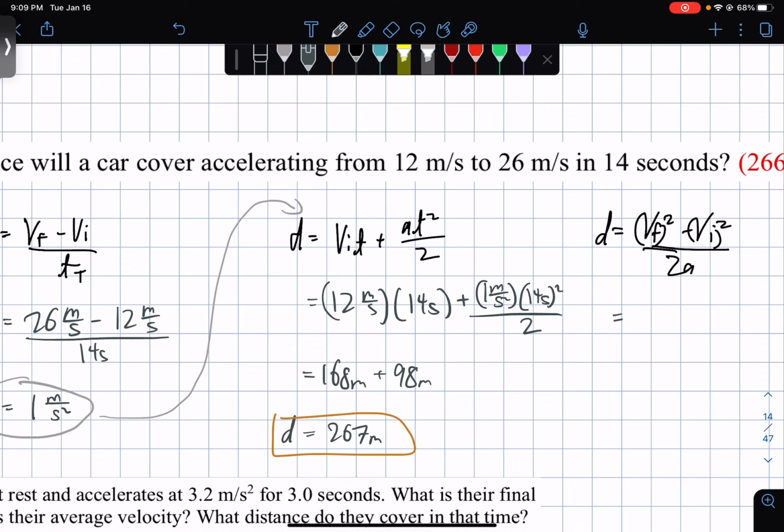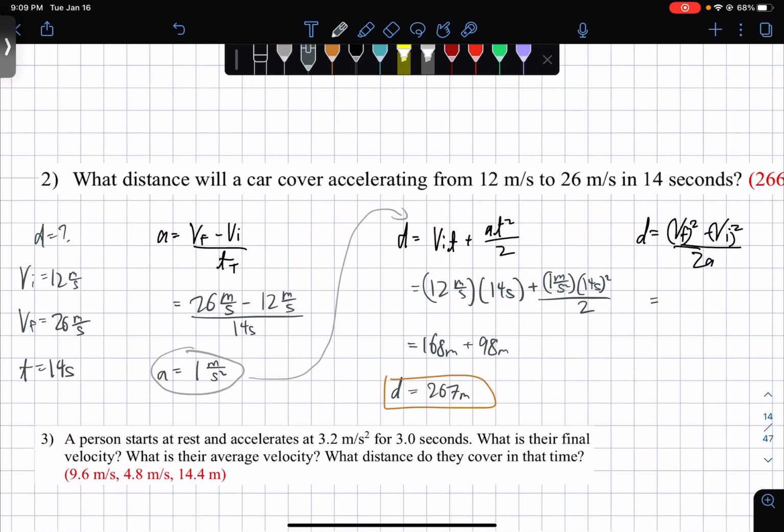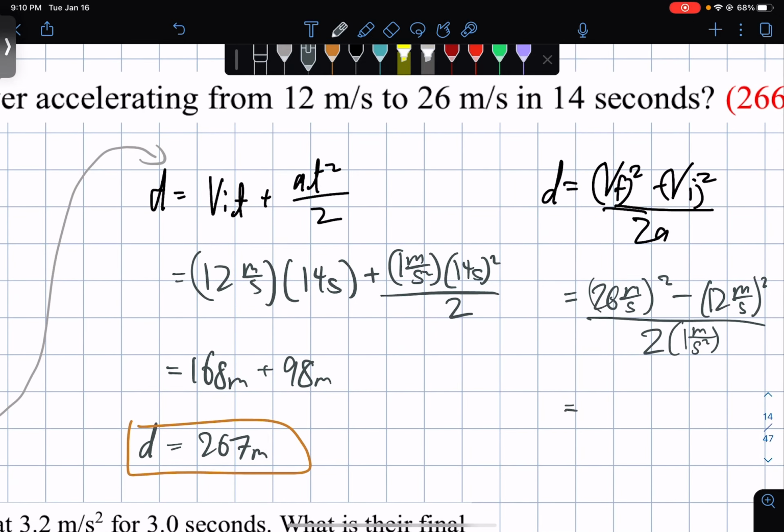Okay, Vf is 26 meters per second, and Vi is 12 meters per second. 2a, acceleration is missing. We found it already. So meters per second squared. 26 raised to 2 is 676 minus 12. Don't forget the unit.